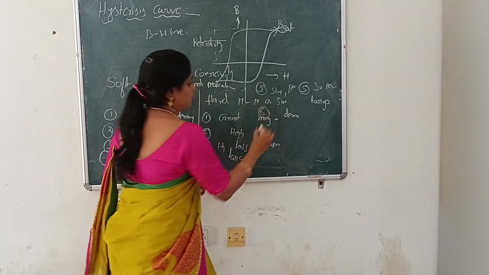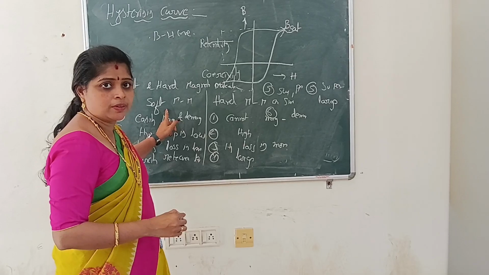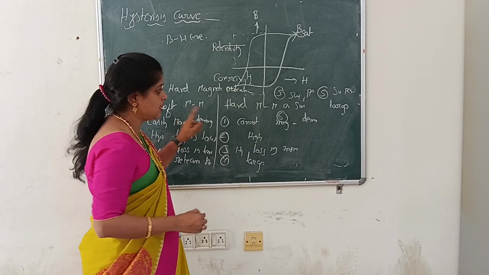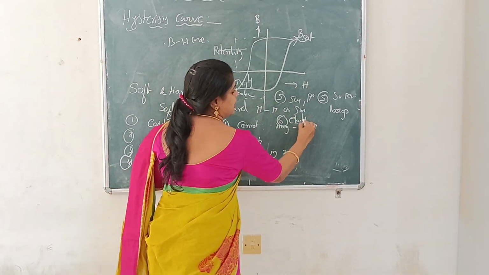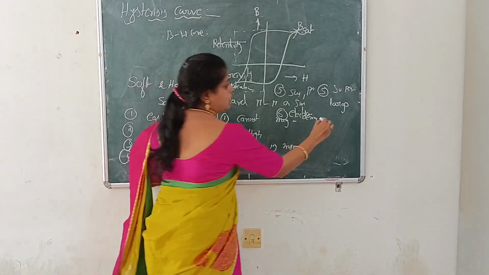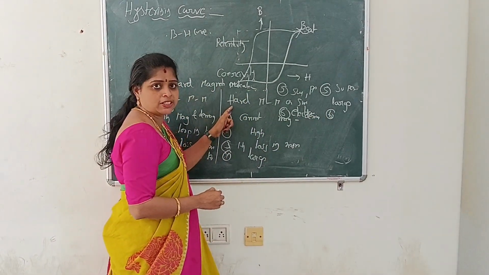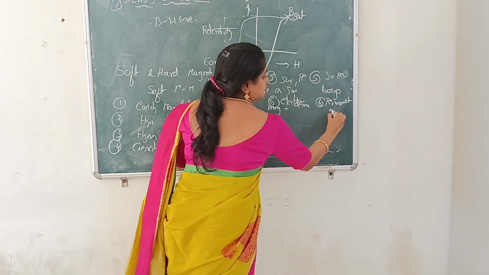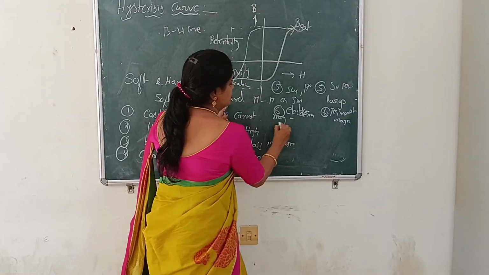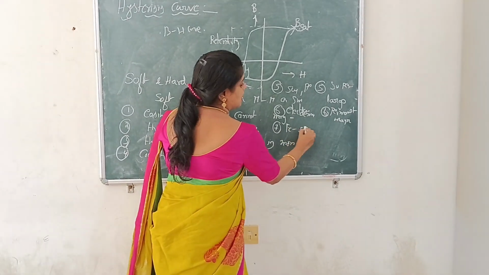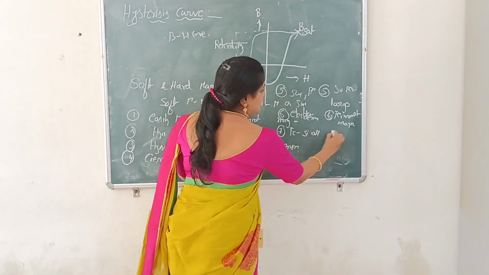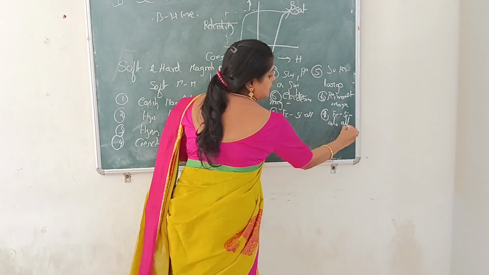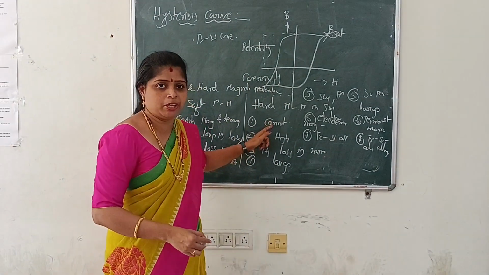Soft materials can be used as electromagnets. Whereas hard magnetic materials can be used as permanent magnets. What are the examples? Iron, silicon, aluminum, alloys are the examples of hard magnetic materials.